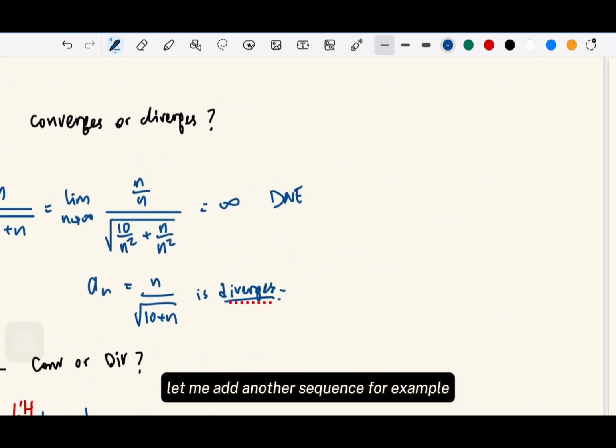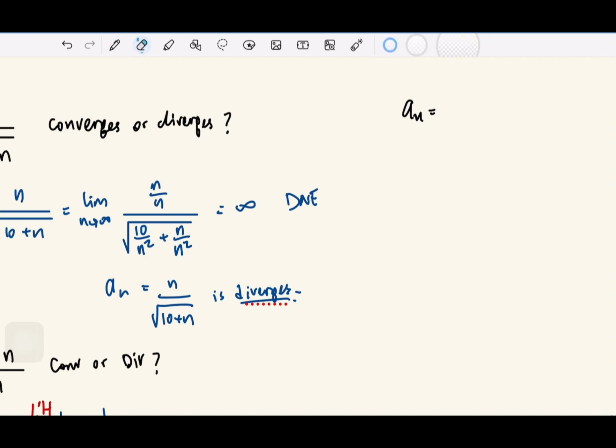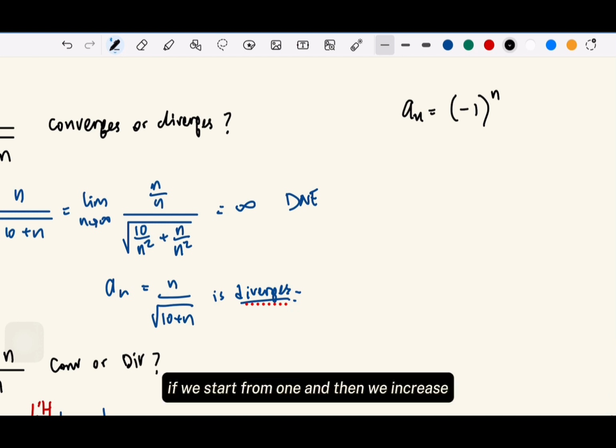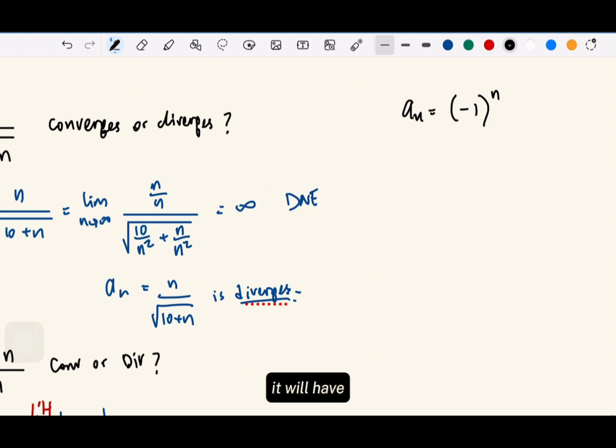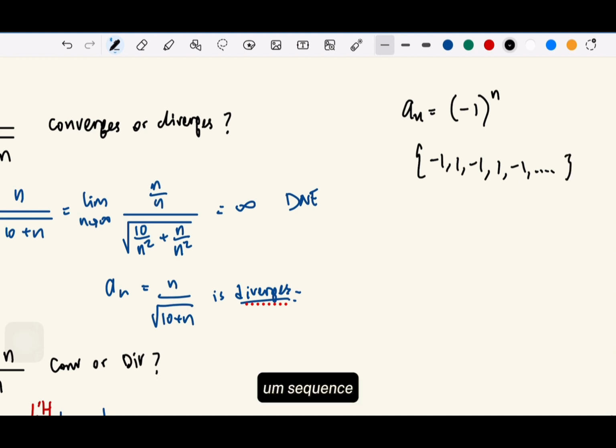Like for example, let me add another sequence. For example, we have a sequence of, let's say we have (-1) with power of n. So I think you can imagine, if we start from 1 and then we increase the n, we see that it will have oscillations, right? It will be -1, 1, -1, 1, and you see that it will also diverge, right? Because it's always changing without consistency, right? So we can say that the sequence is divergent.